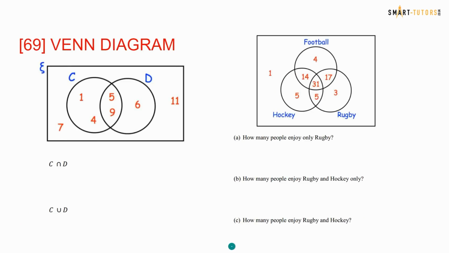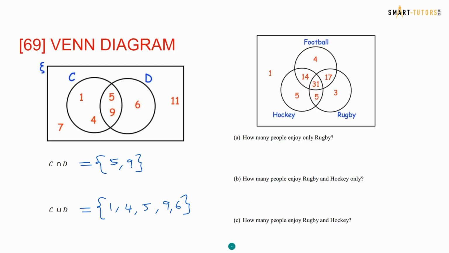Topic 69 is the Venn diagram. For a Venn diagram, you need to know the intersection and the union and all the other notations. C intersection D means 5, 9. C union D means 1, 4, 5, 9, 6.